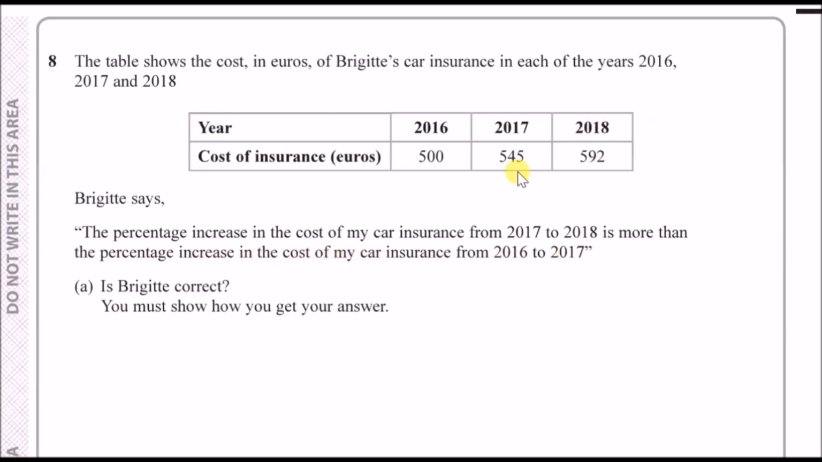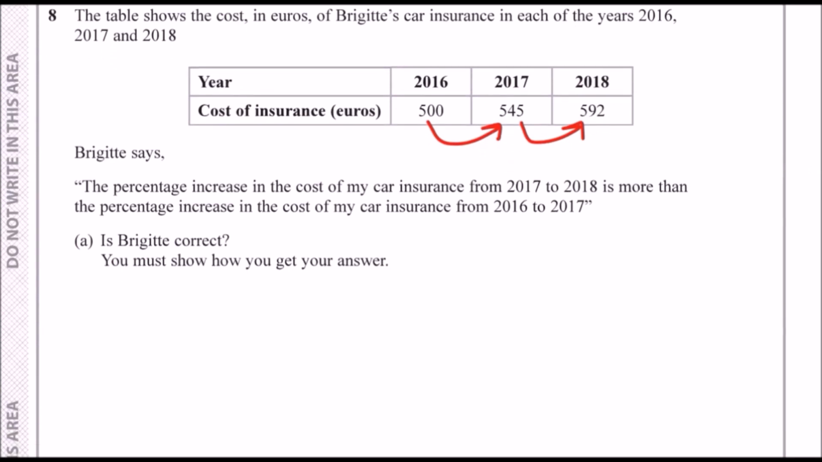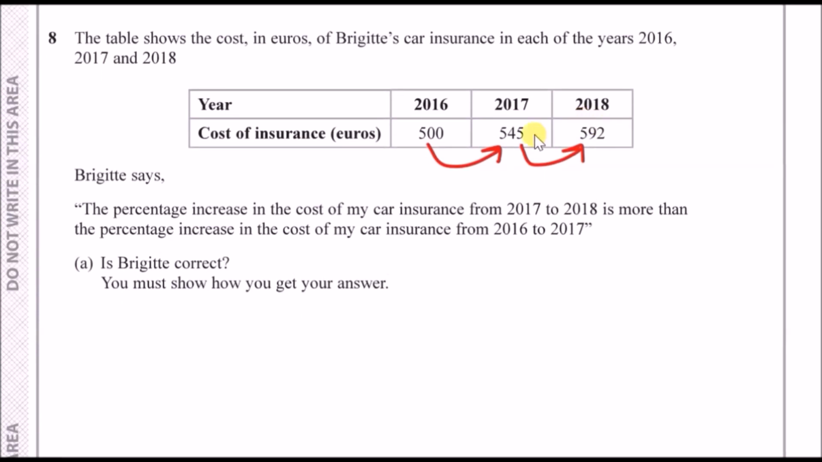So what it's trying to say here is that the percentage increase from these 2 years is apparently bigger than these 2 years. So we're going to try and figure out if that's true or not. Is Bridget correct? You must show how you get your answer. Okay, so all you essentially got to do, guys, is literally figure out the rate between both of these, yeah?